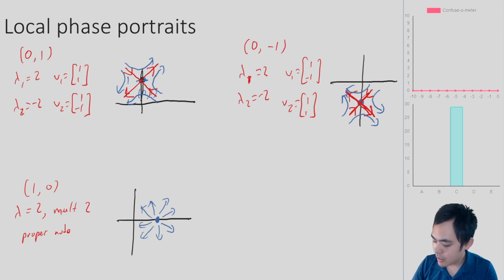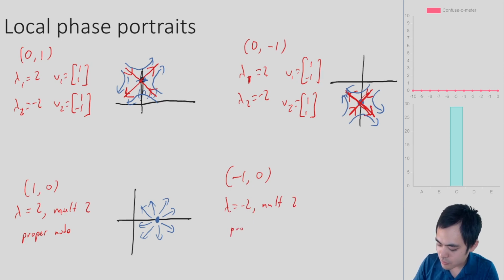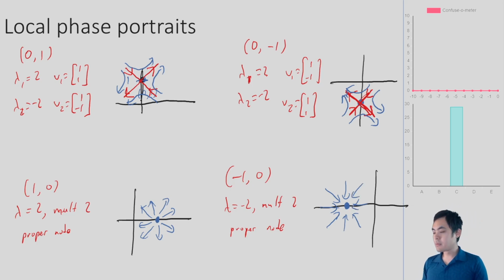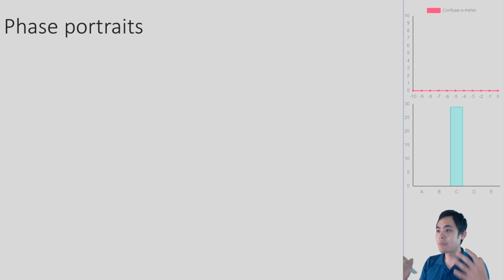And lastly, we have the other equilibrium for (-1, 0). Lambda is equal to -2 with multiplicity 2. This is also a proper node. And when we draw this out, you have this point here, and all the trajectories go inward. Okay, and you'll notice that we have all these various local pictures at different points, and we can put them all into a single portrait. And so that is an actual phase portrait for this nonlinear system.